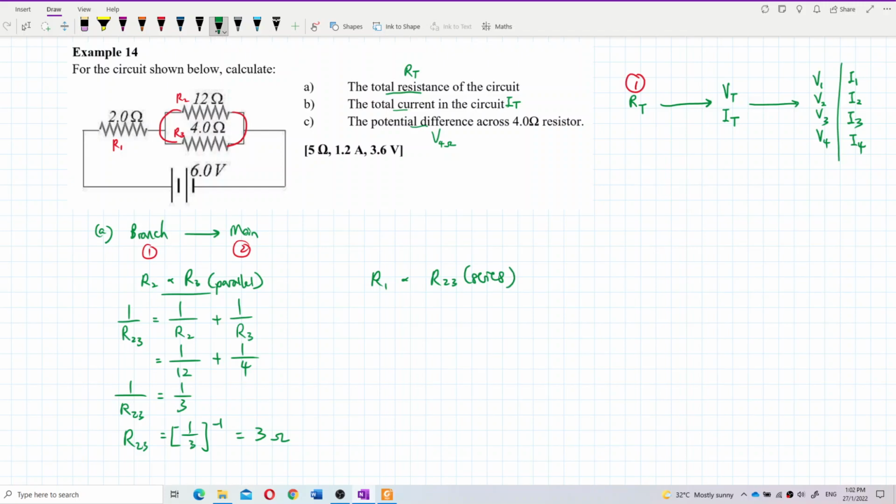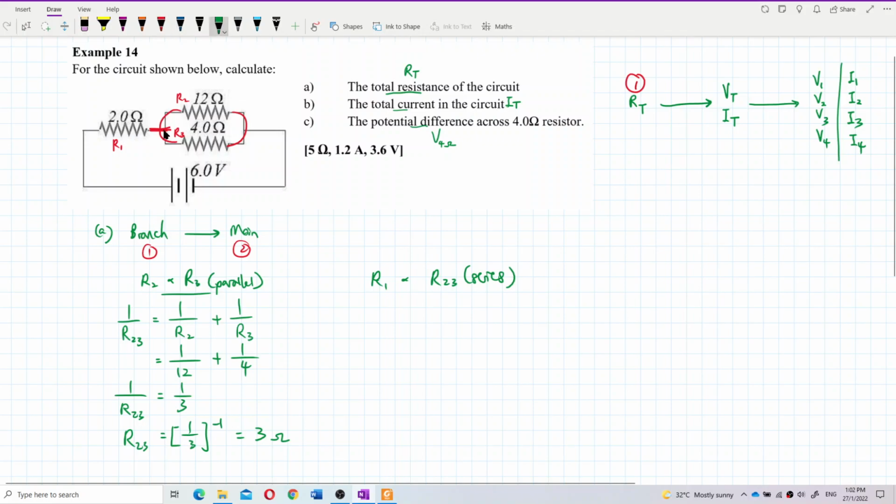Why do we say they are in series? Because they only have one leg connected. You see that? They only have one leg connected between R1 and R23. The other leg of R1 is connected to the battery, not to R23. So R1 and R23 are in series.